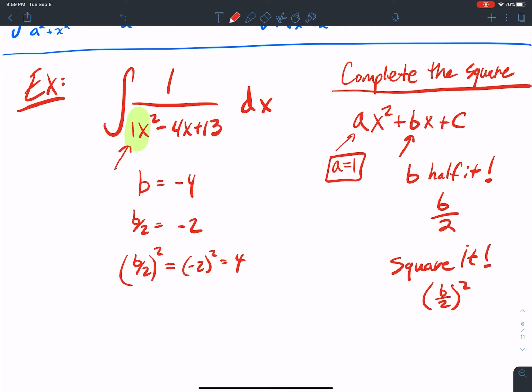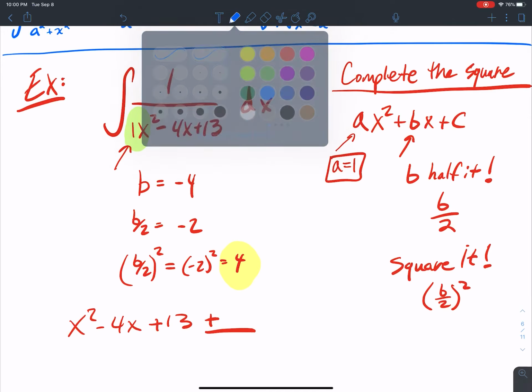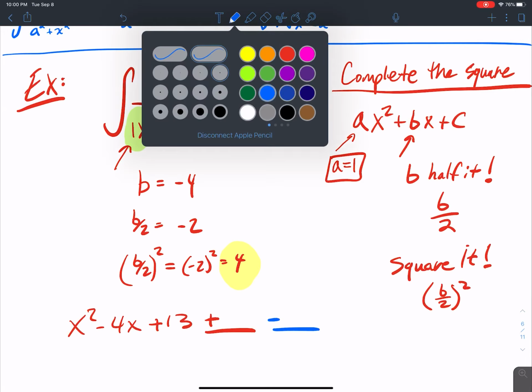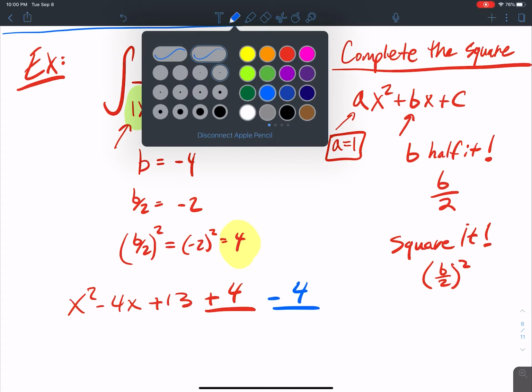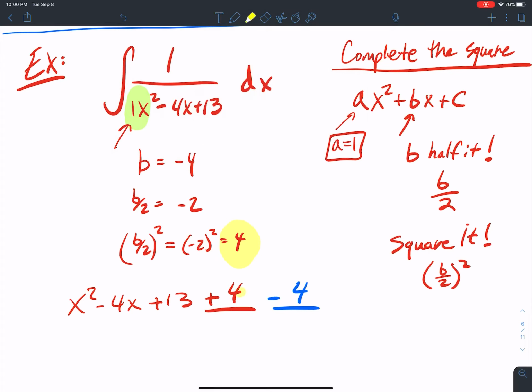Okay? So here's what I do. I have x squared minus 4x plus 13. I want to complete the square. 4 is my key number here, because I half it, I square it. That's the number I'm going to add in, but I'm also going to subtract it out. Because I want what I'm adding in and subtracting out to not change the original expression down here. So when you look at this, these two kind of cancel each other out to make 0, and then you still have your original.